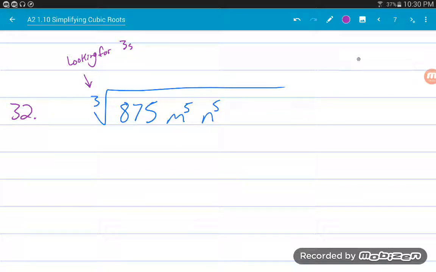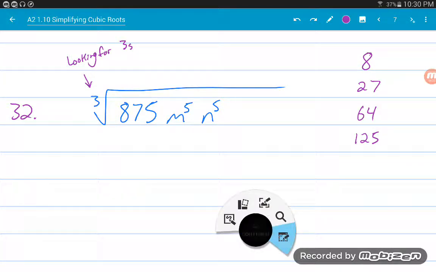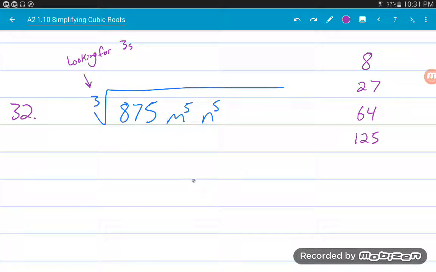Now what are the perfect cubes again? You wrote them on your sheet and I definitely wrote them on mine. The first cube is 8, 27, 64, 125, and this is actually the guy that's going to work. So I'll show you. How do you figure this out, Mr. Costello? I'm just going to bring up my calculator.